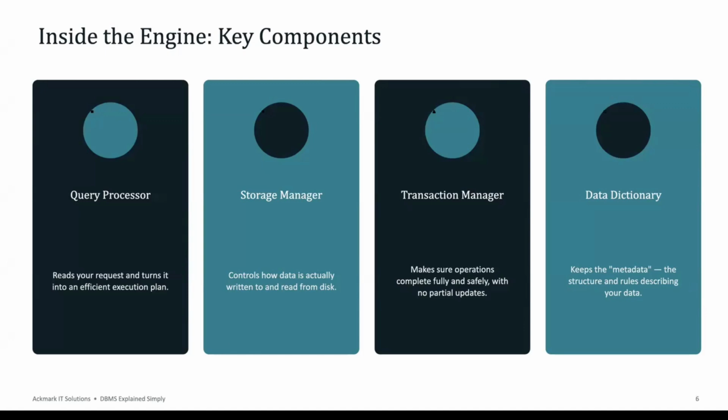Then there's the transaction manager. This one's a bit of a perfectionist, making sure that if something goes wrong halfway through saving your data, nothing gets left in a broken, half done state. And finally, the data dictionary, basically the team's rulebook, keeping track of what each piece of data means and how it's all structured. Four teammates, one smooth running engine.